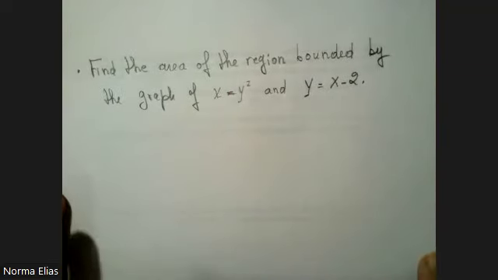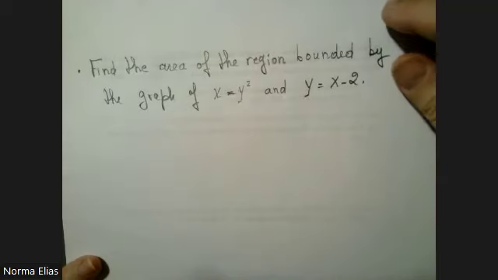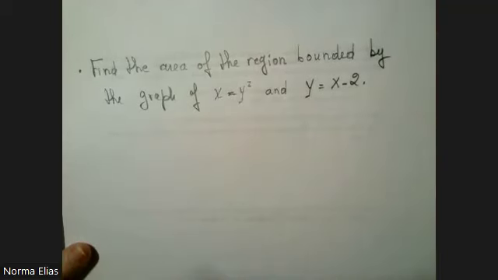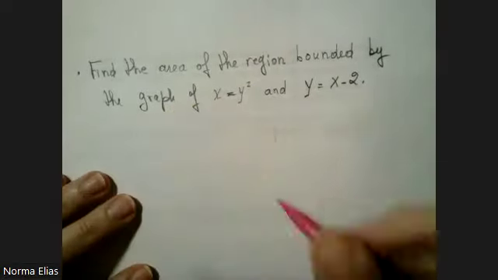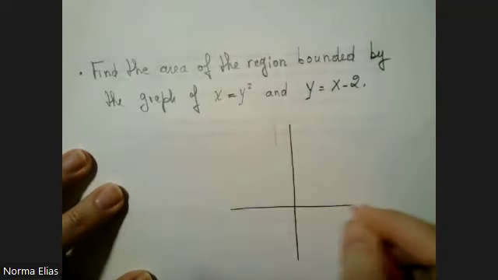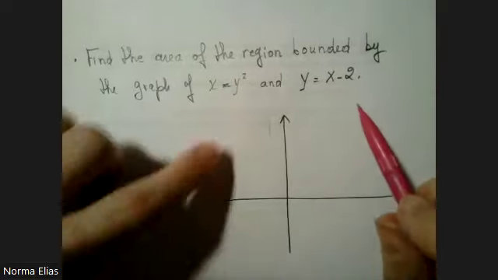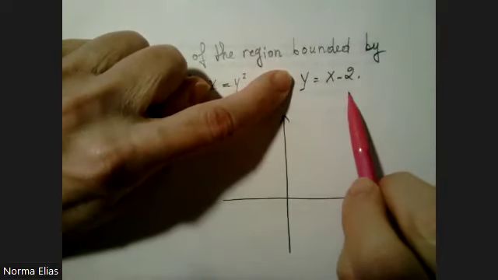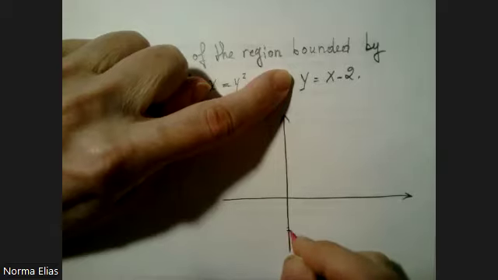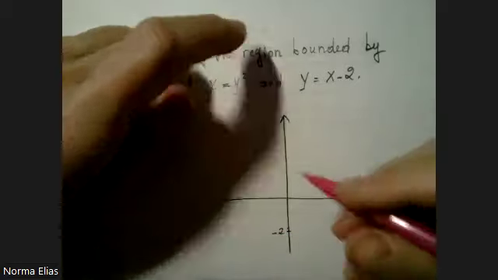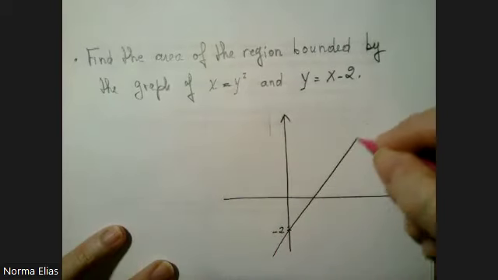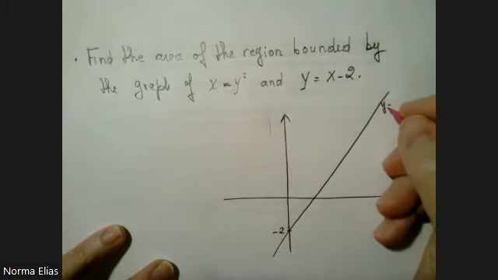So step number 1 is what? Quickly. Sketch. Sketch. I have no idea what else to do. All right, so we're going to sketch. First, y equal x minus 2. All right, let me sketch this. This is a straight line. The intercept is at minus 2, so it's down here. And the slope is positive, so this is my line. Y equal x minus 2.